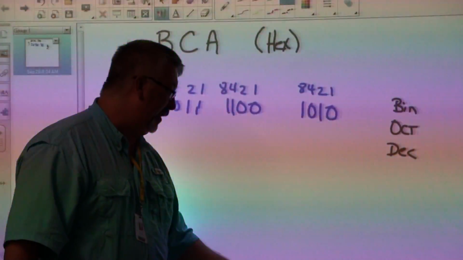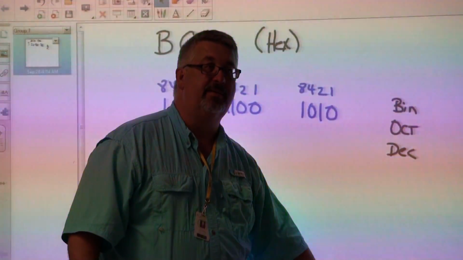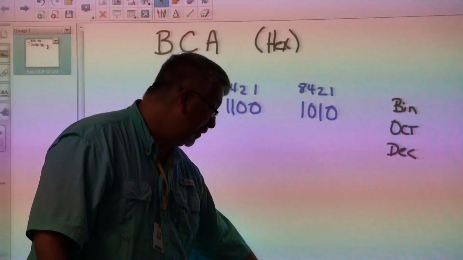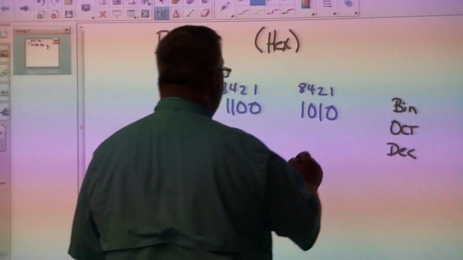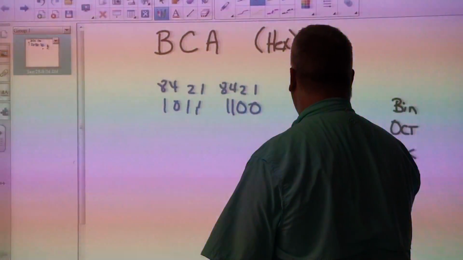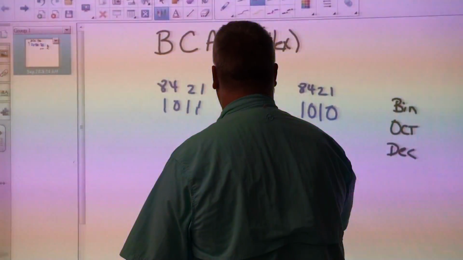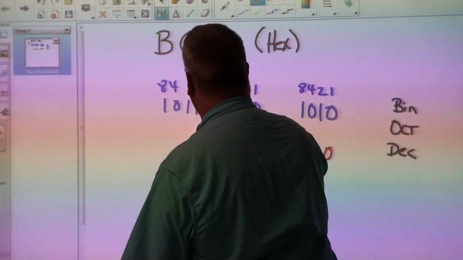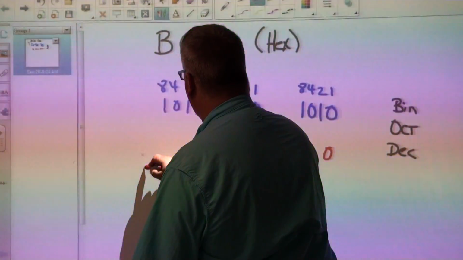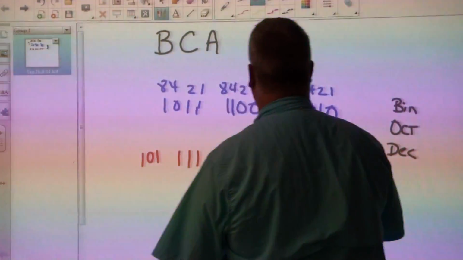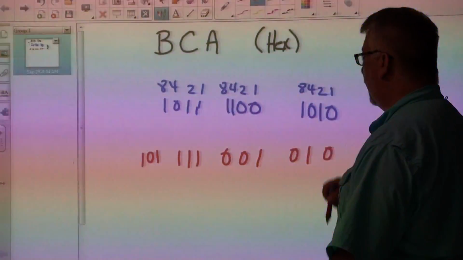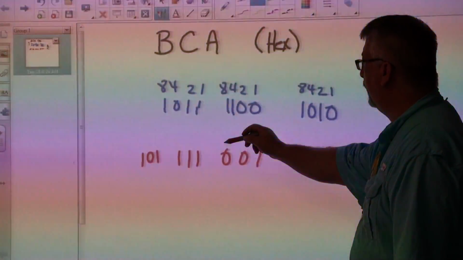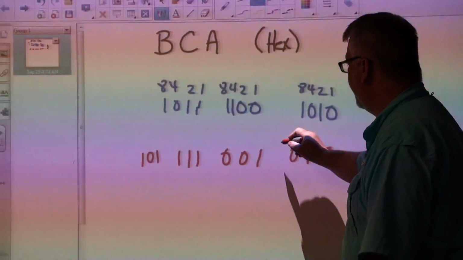So now that we've got the binary, it's really the same for octal as what we did a while ago. If we divide it into groups of 3, we're going to write 0, 1, 0, 1, 0, 0, 1, 1, 1, 1, 0, 1. Now we have 4 groups of 3. So 0, 1, 0, 1, 0, 0, 1, 1, 1, 1, 0, 0. Yep, that works out.